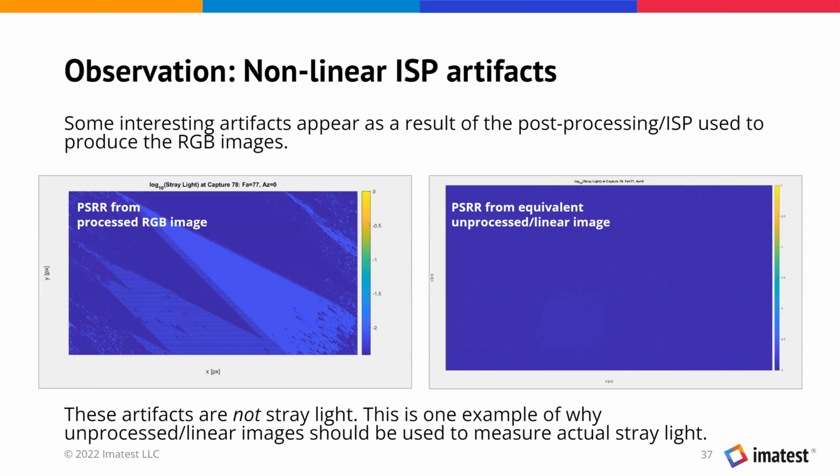Another observation: you should be using linear image data to analyze stray light. Here we have a processed RGB image that has gone through the camera's ISP on the left, and an equivalent unprocessed or linear image on the right. If you're using non-linear image data, like the one on the left, you'll end up having artifacts, such as the banding, these triangles in the left image, that are being quantified as stray light, but they're not actually stray light. So that's a problem, and that's one reason you should be using linear image data when you're testing for stray light.